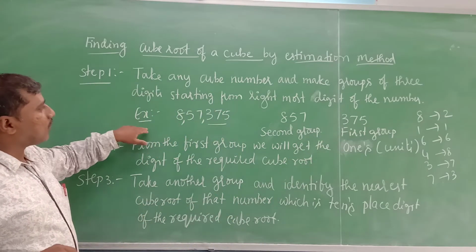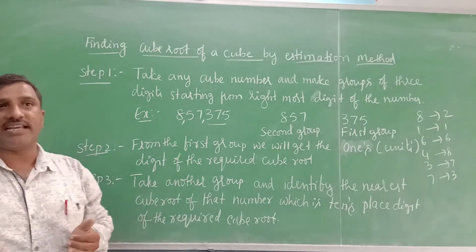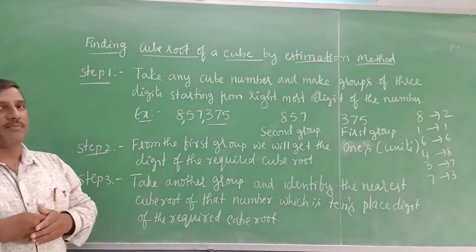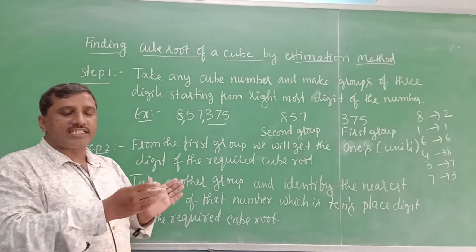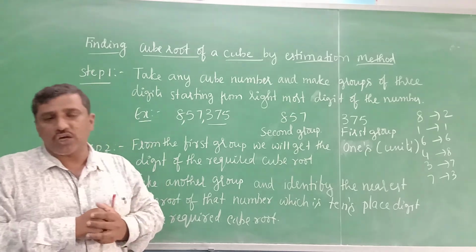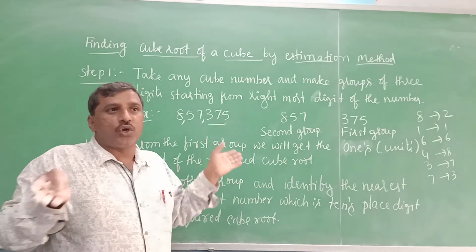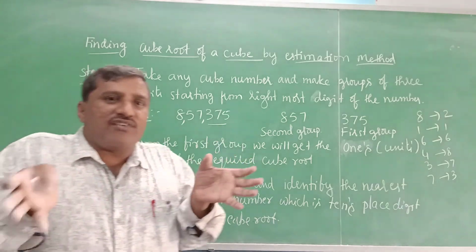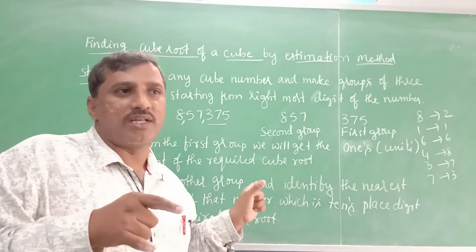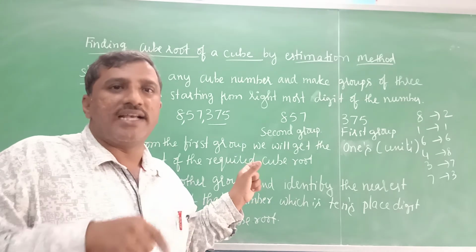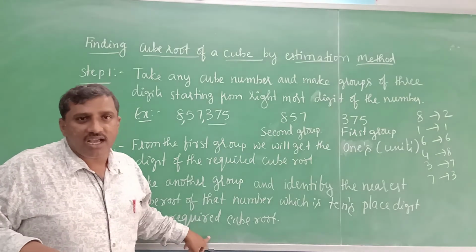Then take another group, the leftward group, that is 857. Then to this number, identify the nearest cube number. 857 is more than 729, which is a cube number, and less than 1000. So you have to identify between which two perfect cubes the number comes. Then from those two perfect cubes, you take the cube root of the smaller cube number as the second digit of the required cube root.